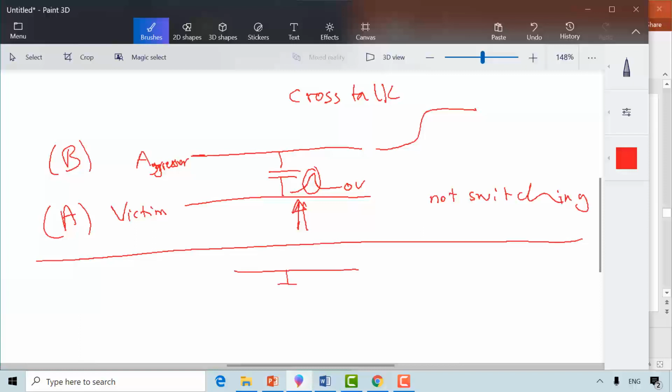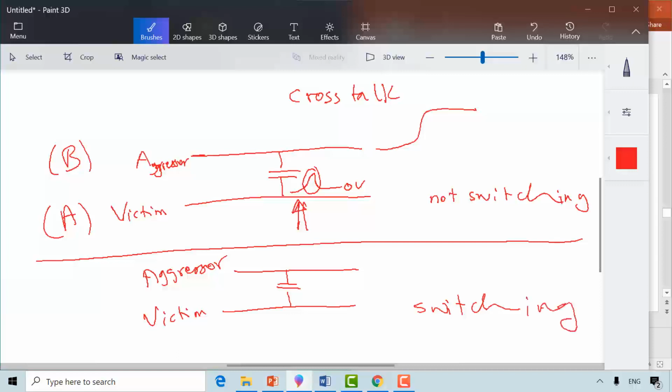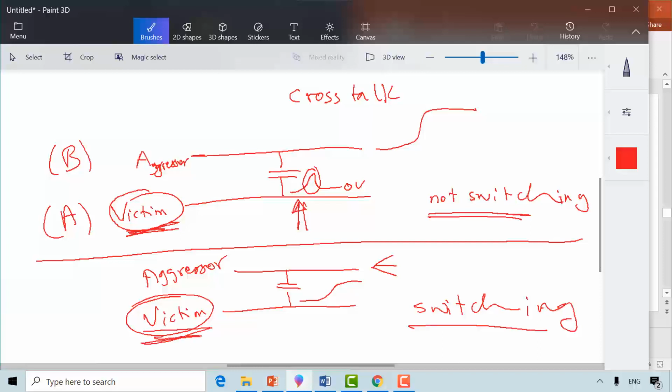And the second case is when the victim is switching, let's say from 0 to VDD. In this case, we consider various situations: the aggressor is not switching, switching with me, or switching opposite to me. The impact here will be more on the delay of the victim. But in the first case, the impact is more dangerous because we're introducing an unwanted pulse on the victim wire. So there are two cases, where the victim is not switching and where the victim is switching, but it is impacted in both cases by its neighbor.